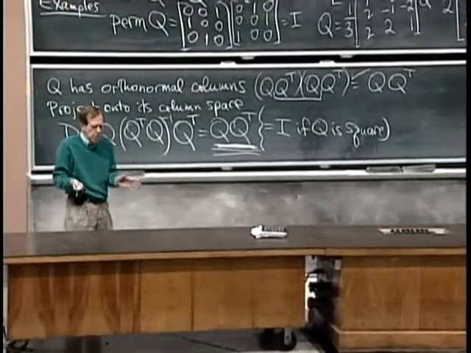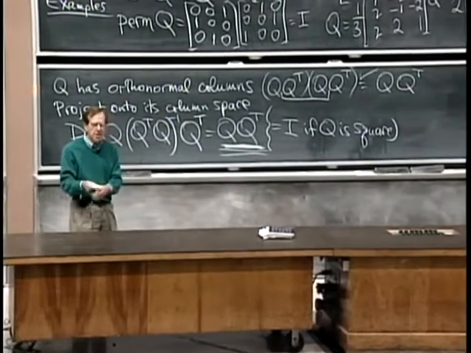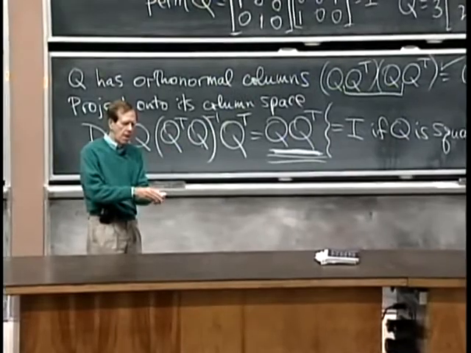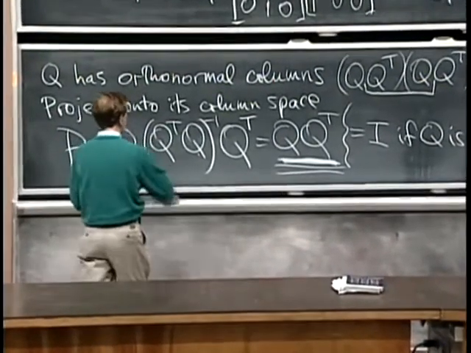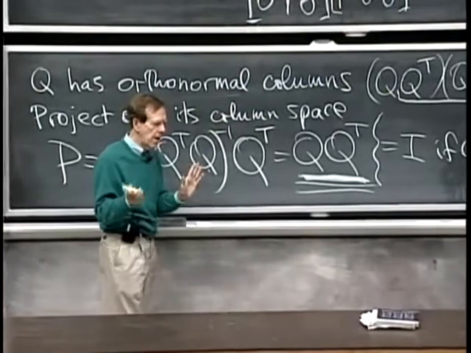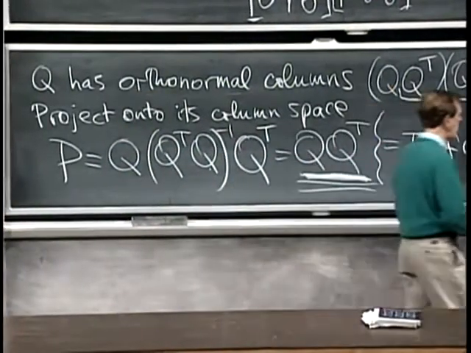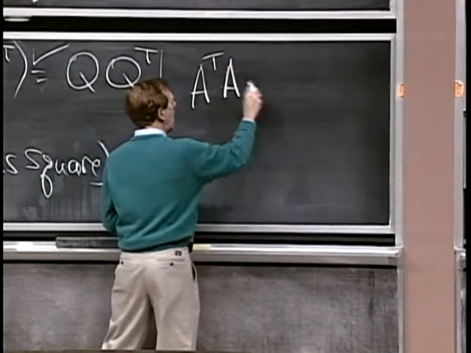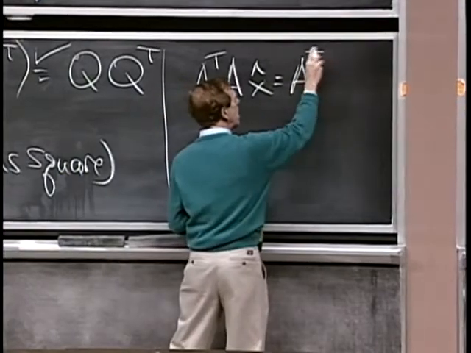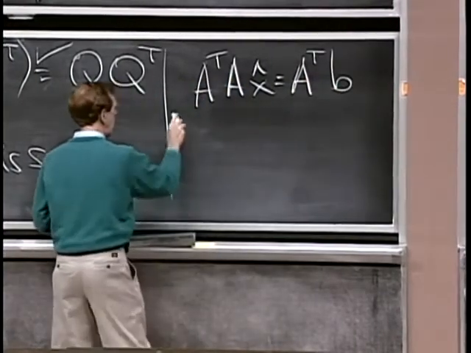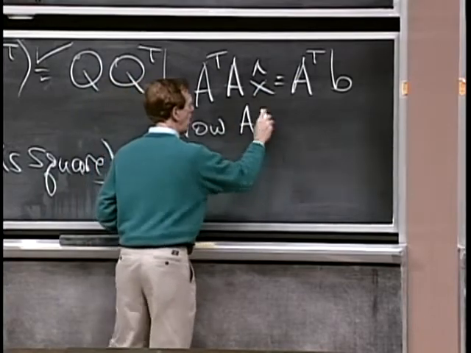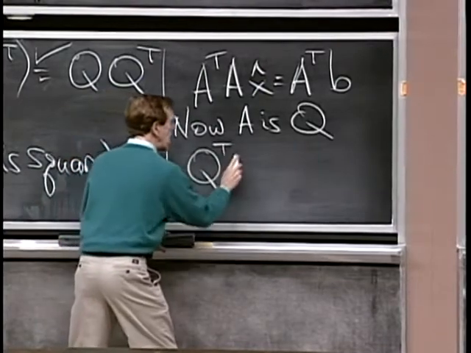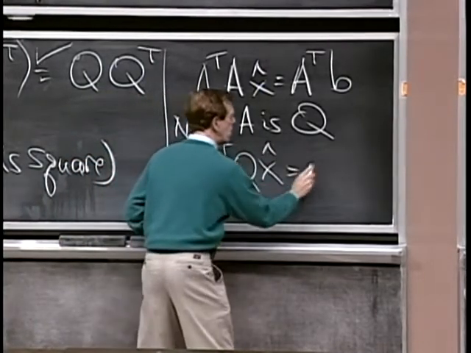All the messy equations of this chapter become trivial when we have this orthonormal basis. What do I mean by all the equations? Well, the most important equation was the normal equation. You remember the old A transpose A x hat equals A transpose b. But now A is Q. Now I have Q transpose Q x hat equals Q transpose b.